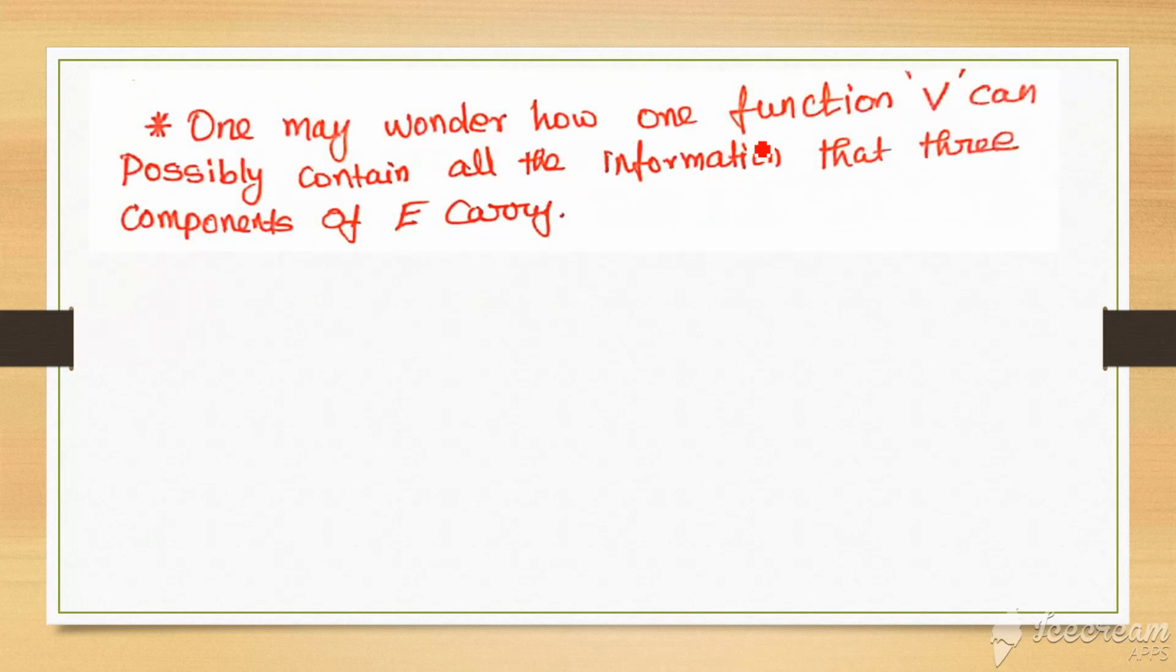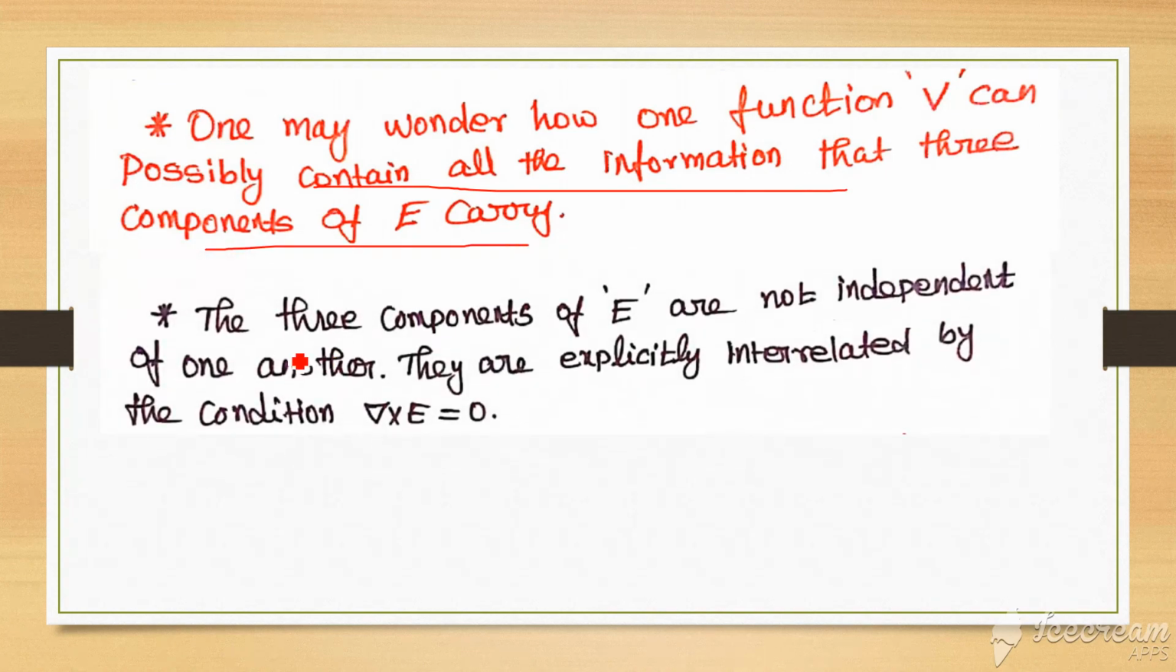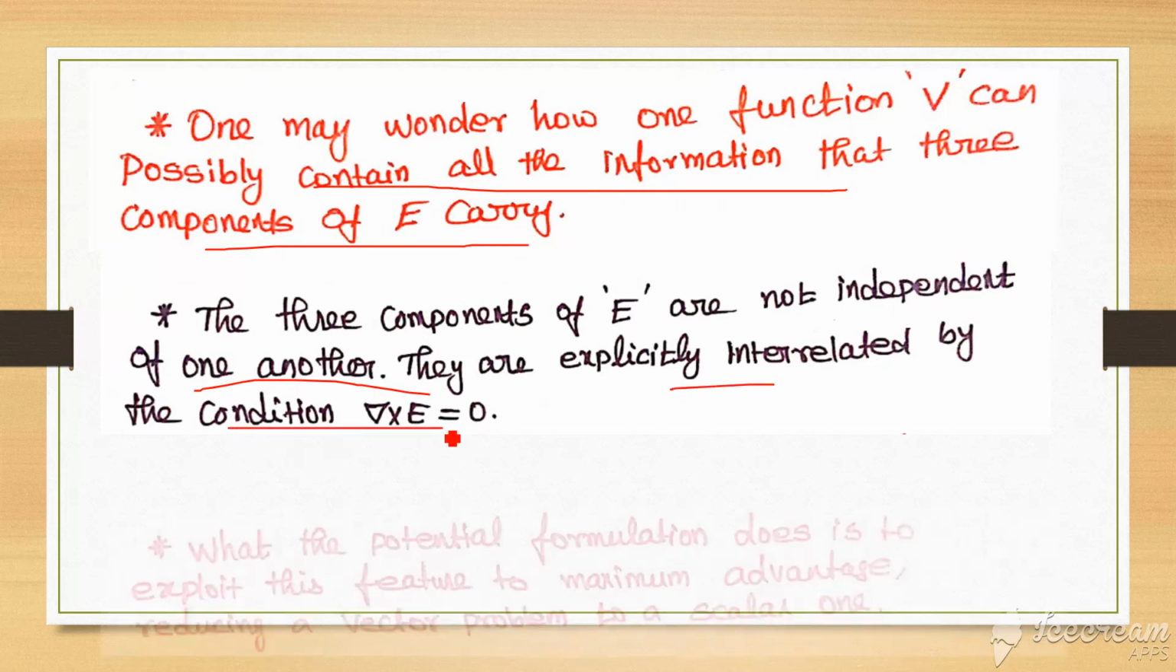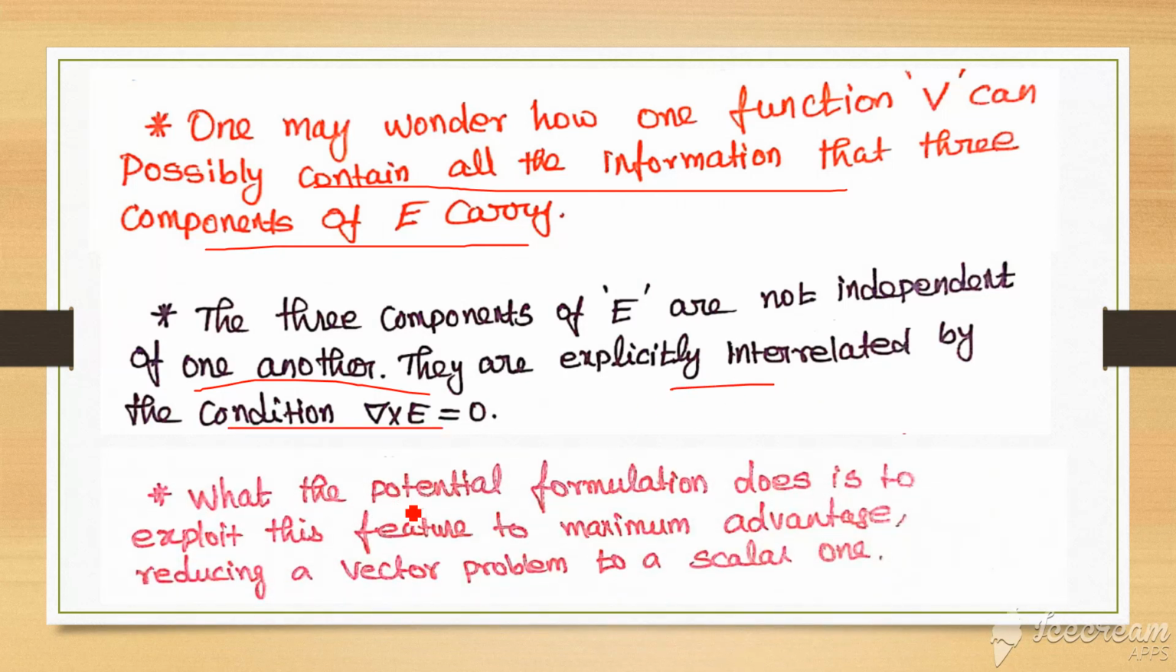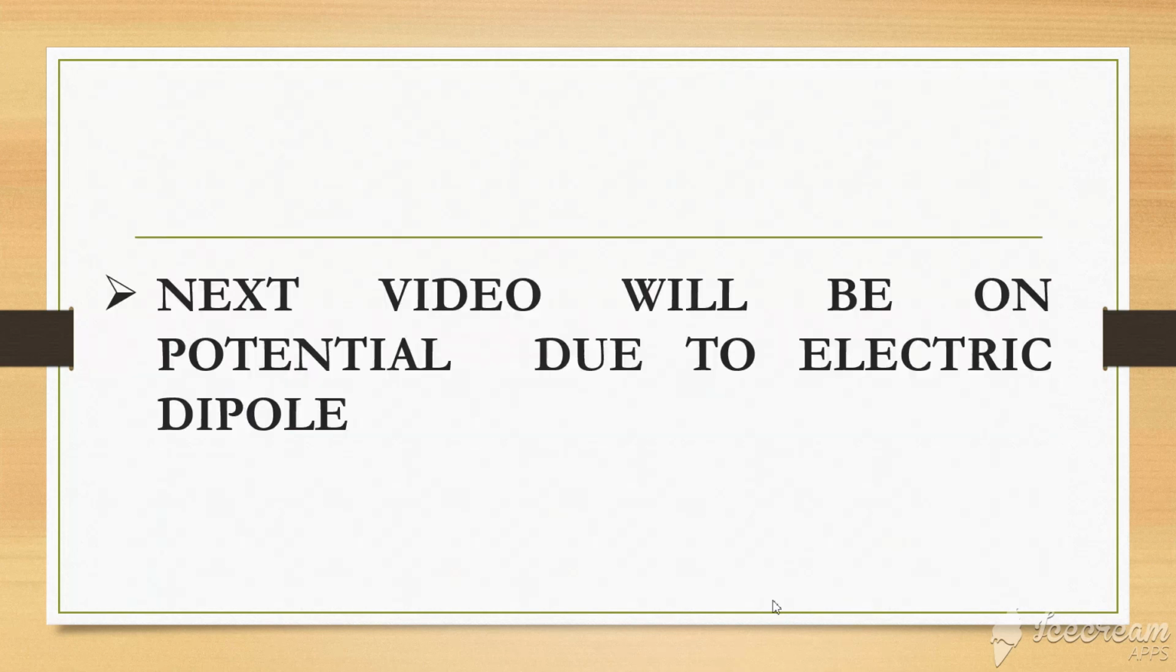One may wonder how one function V can possibly contain all the information that the three components of E carry. The three components of E are not independent of one another. They are interrelated by the condition del cross E is equal to 0. What the potential formulation does is to exploit this feature to maintain the advantage of reducing a vector problem to a scalar one. The main advantage of this relation is reducing a vector problem to a scalar one.